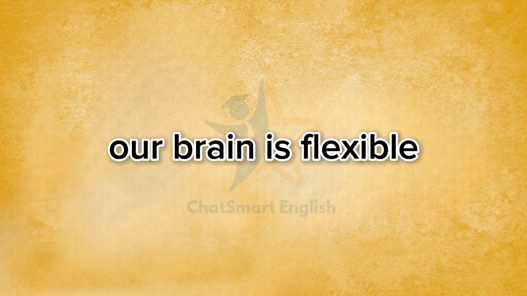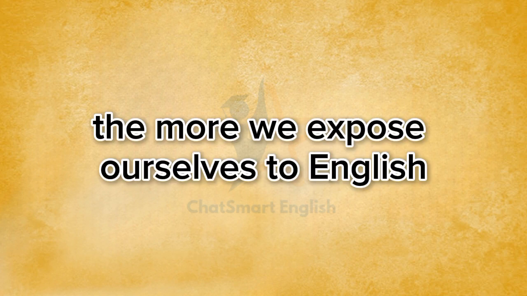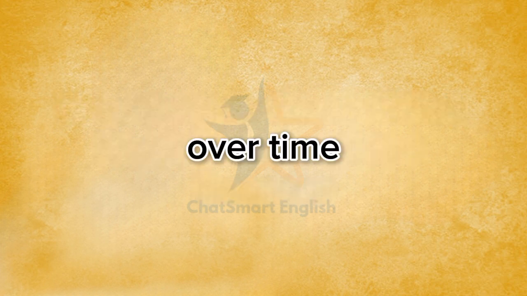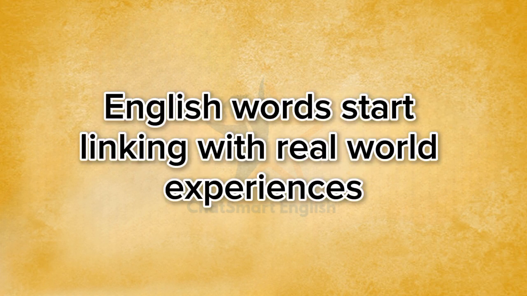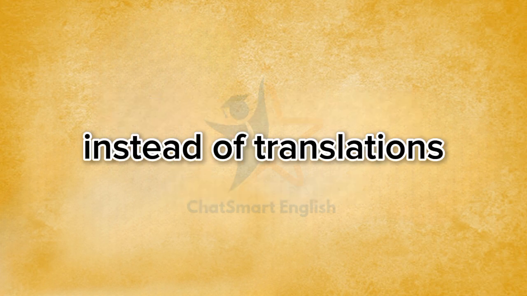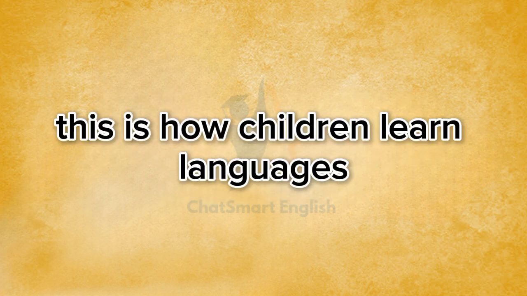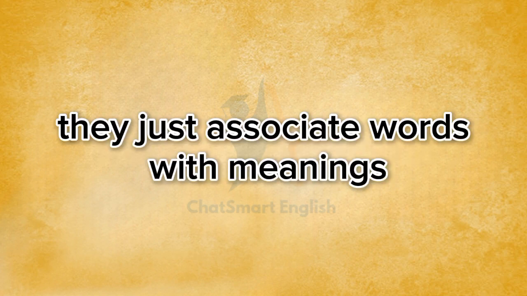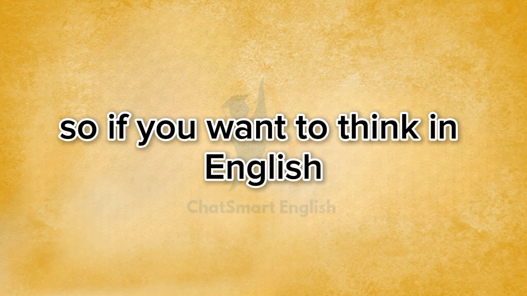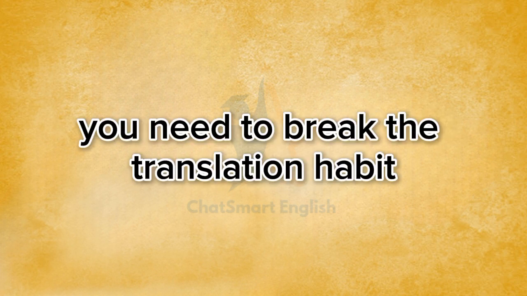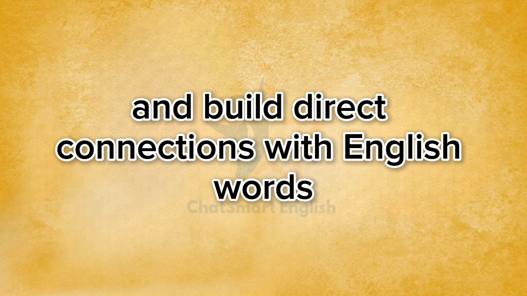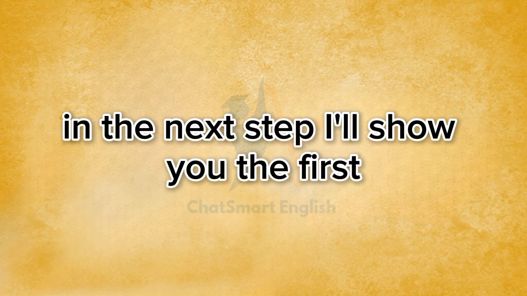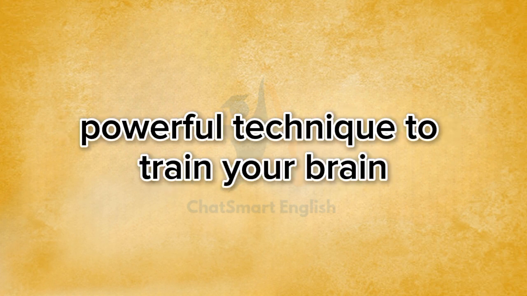But here's the good news. Our brain is flexible. The more we expose ourselves to English, the stronger these direct English connections become. Over time, English words start linking with real-world experiences instead of translations. This is how children learn languages. They never translate. They just associate words with meanings. So if you want to think in English, you need to break the translation habit and build direct connections with English words. But how do you do that? Don't worry. In the next step, I'll show you the first powerful technique to train your brain.